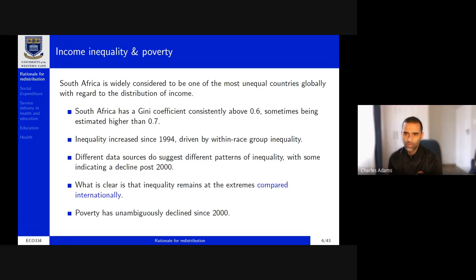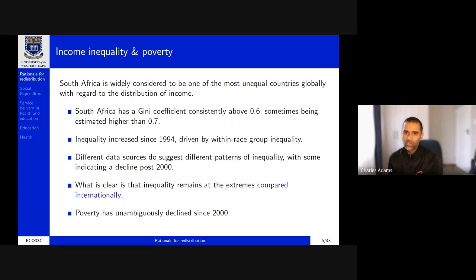So one of the exercises we did when I was a graduate student was calculate Gini coefficients for South Africa as a whole and for different race groups. And if you look at the Gini coefficient at the time for blacks as a population alone, the Gini coefficient was actually higher than it was for the whole country. So most of the rise in income inequality is driven by within race group inequality.